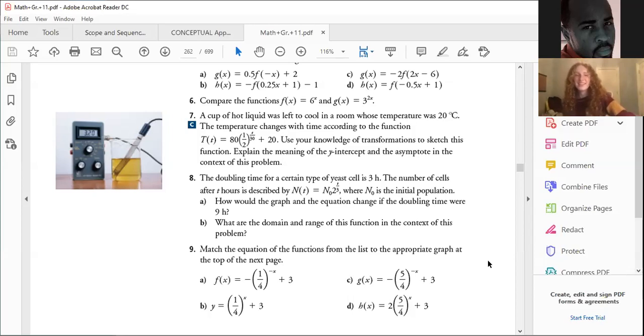The doubling time for a certain type of cell is 3 hours. The number of cells after t hours is described by N of t equals N0 times 2 to the t thirds. T thirds, not 2/3, but t thirds. Where N0 is the initial population. How would the graph of this equation change if the doubling time were 9 hours? Okay.